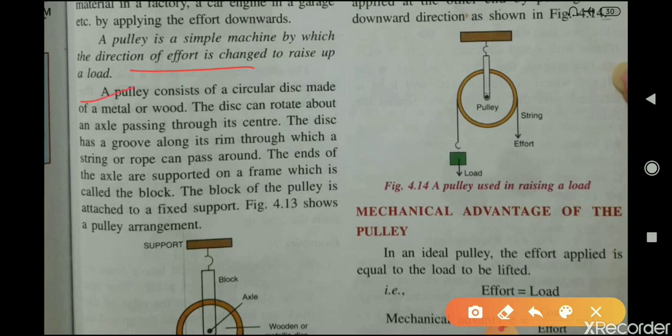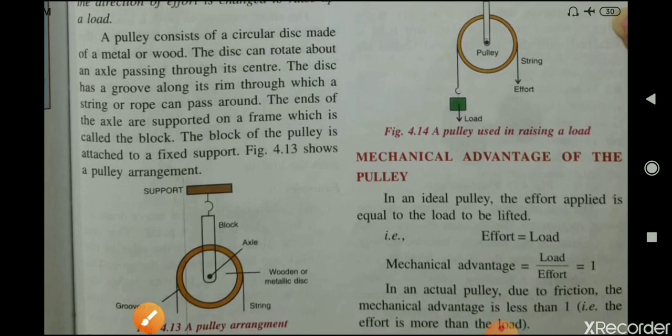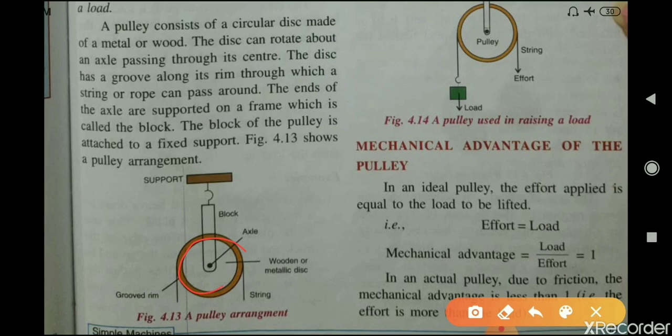Okay, so a pulley consists of a circular disc made of metal or wood. You can see here this is a circular disc. The disc can rotate about an axle passing through its center. This is an axle. The disc has a groove along its rim, and through that groove only the string or a rope can pass around. The ends of the axle are supported on a frame which is called a block. This is a block, and it is attached to a fixed support. Okay, so this is the arrangement of a pulley.